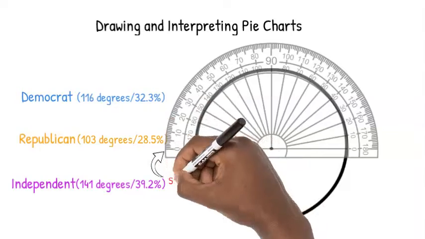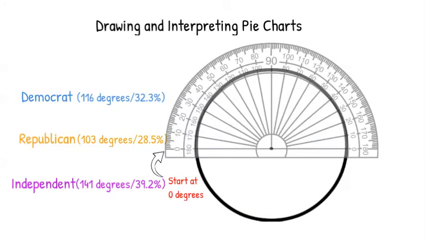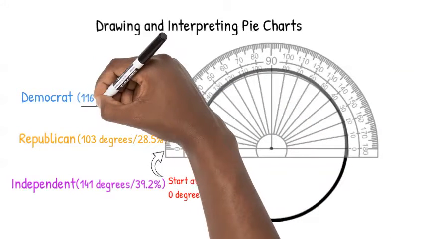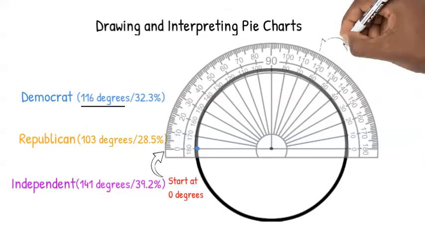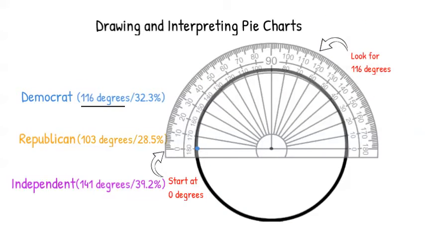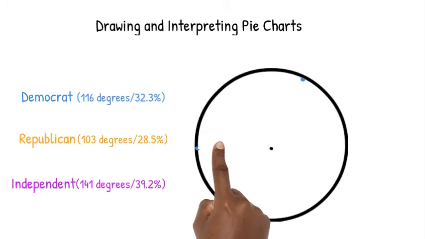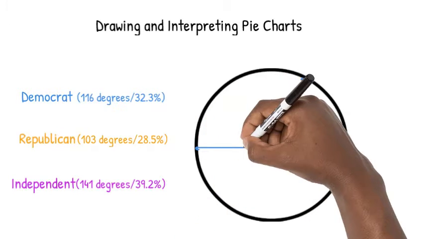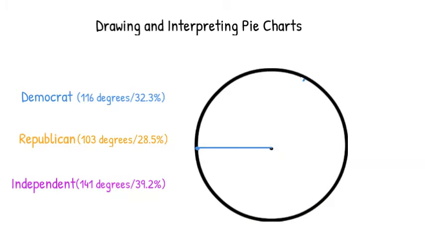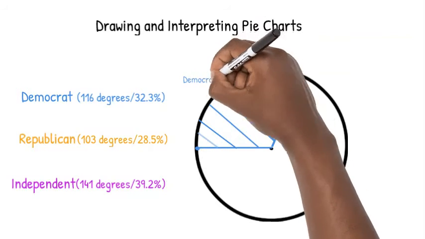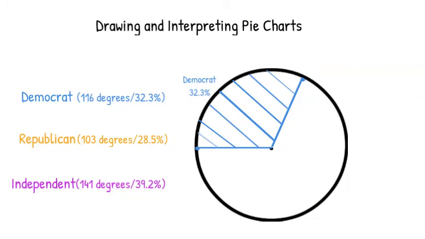We look for 0 degrees and mark that as our starting point on our circle. Since the Democrat portion is 116 degrees, we look for 116 on the protractor and mark that as our endpoint. Once we have those 2 points, we remove the protractor to make our first sector. Draw a line connecting our first point to the center of our circle, and draw another line connecting the center to the other point. We shape that sector, displaying the portion of the whole that represents Democrats.